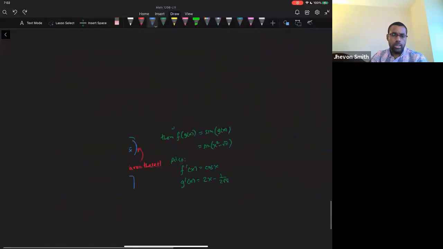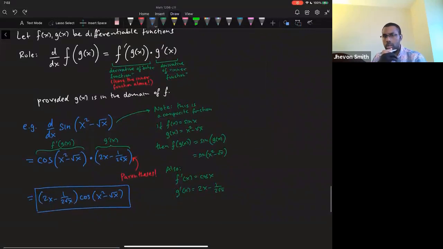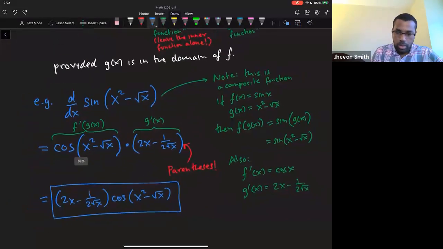Any questions on this and the chain rule, like how it works, or this example? Okay. No? All right, so we'll move on.